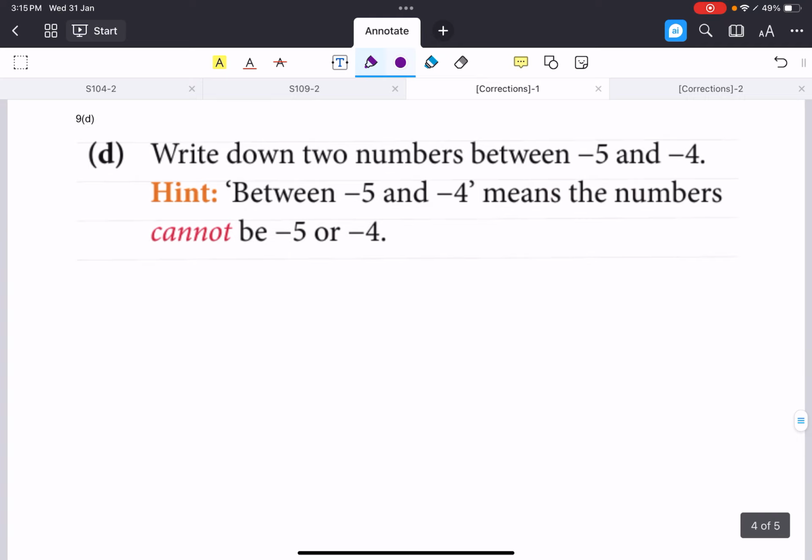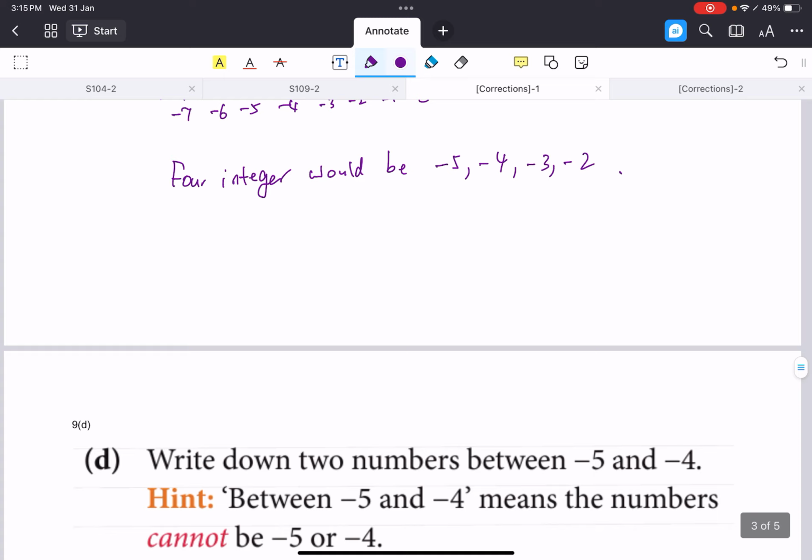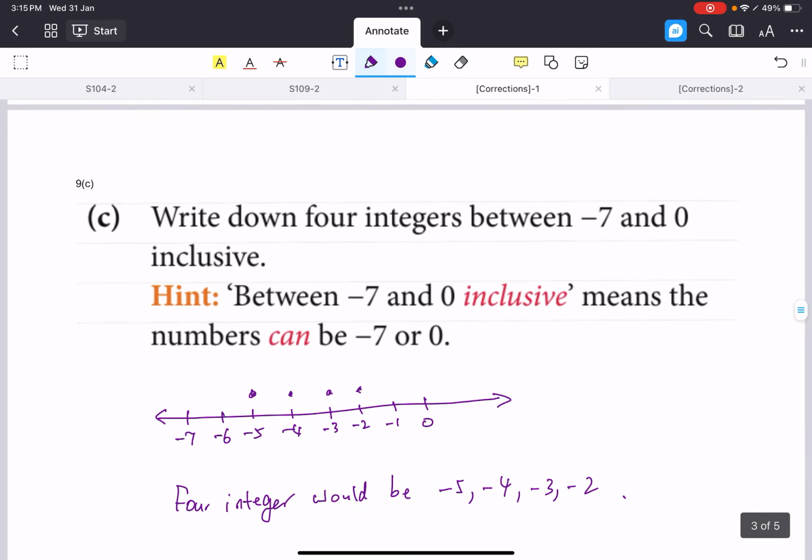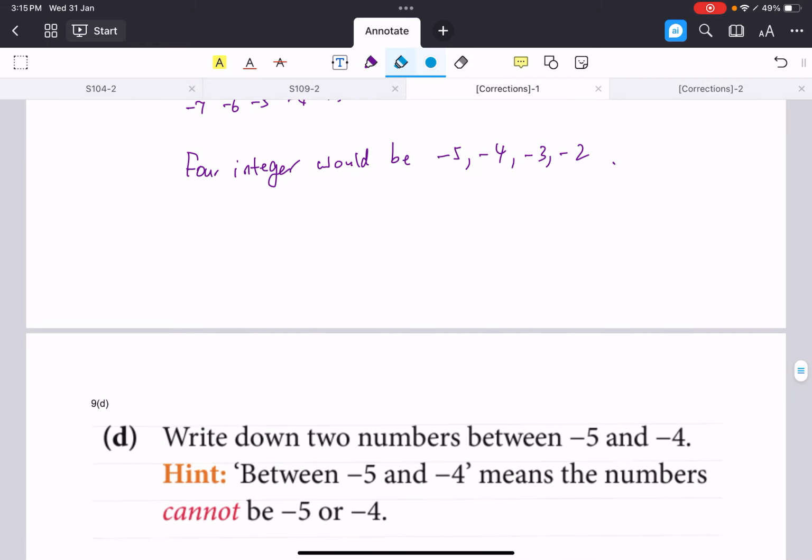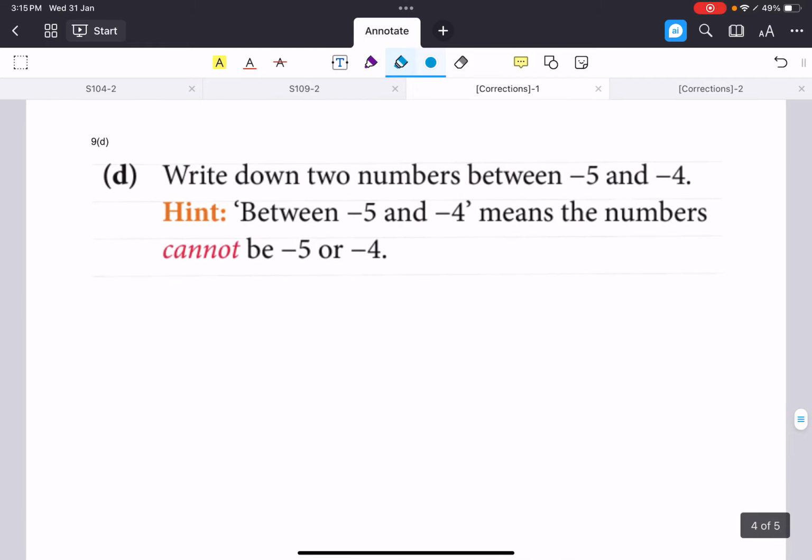Part D, write down 2 numbers between -5 and -4. So what's the difference here, right? Take note, in part C, we have integers, so we are only considering whole numbers. We cannot put a -2.5 over here, no. But part D is fine. 2 numbers between -5 and -4, which means non-integers. Decimals and fractions are actually allowed, okay?